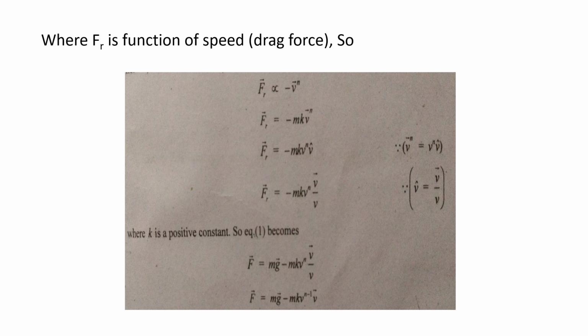Substituting the value of v unit vector, we get the exponential for the velocity in the form of minus a. So Fr is equal to minus mk v^a times v vector over v magnitude, where k is a positive constant. So equation 1 becomes F is equal to mg minus mk v^(a-1) v vector.